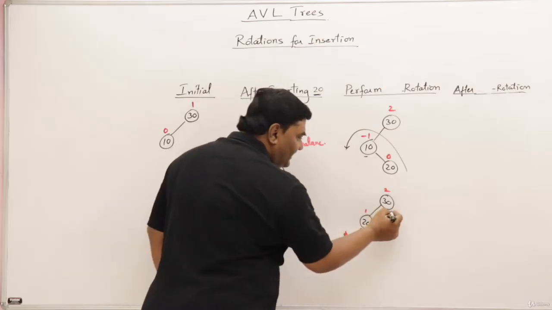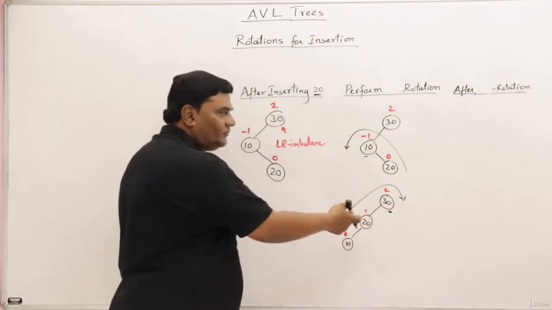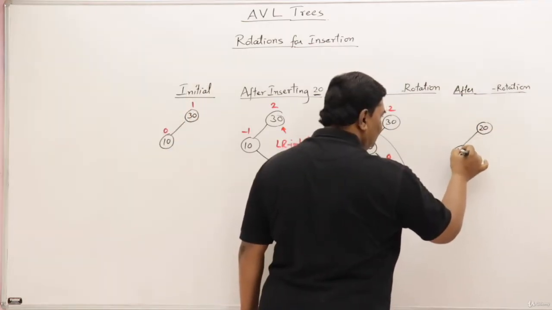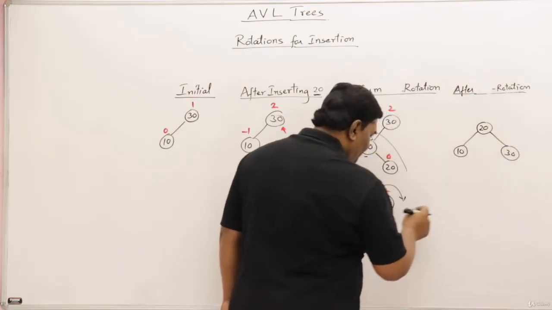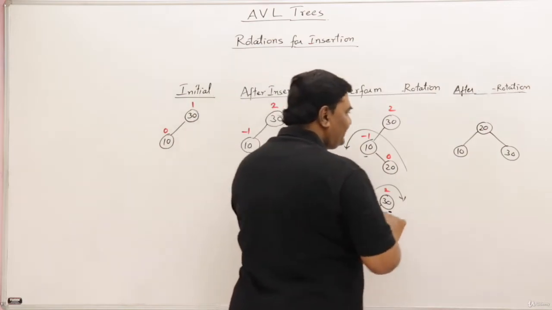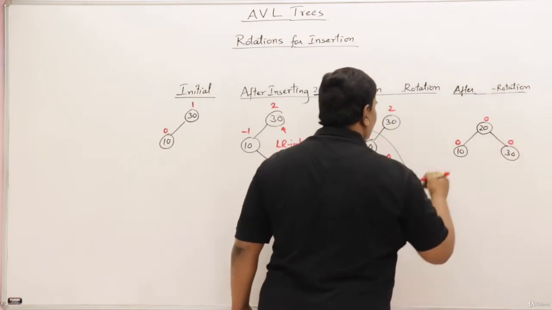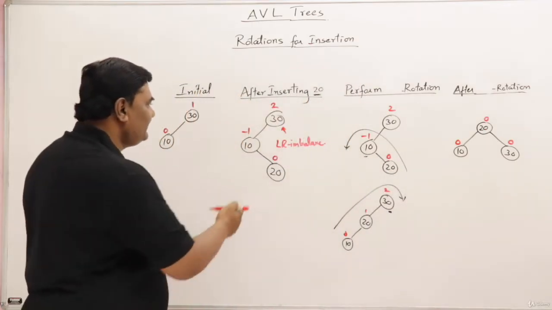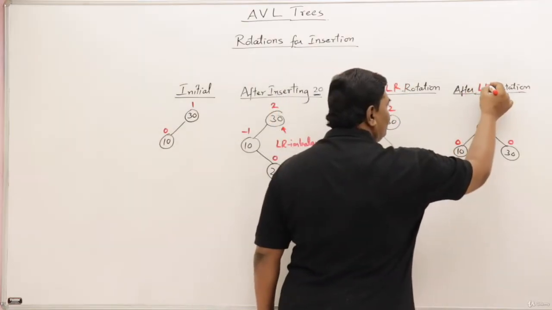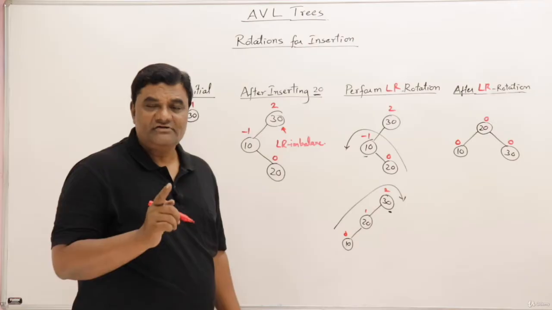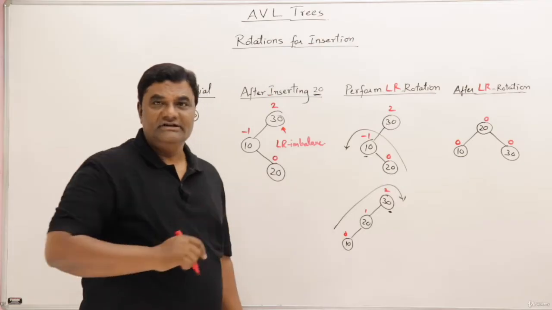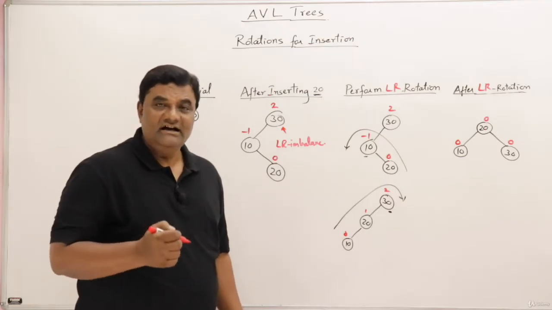Now perform rotation around this node like this. What is the result? The same old result. So 20 is the root, with 10 and 30. See, pull 30 to this side, so 20 will move up, 30 will come down, and 10 also will move up. The balance factors are 0, 0, 0. What do you call this? LR rotation. This is also LR. If you want to name it based on the direction of rotation, just watch it: left rotation, then right rotation. So this is LR only, with respect to that also. So this is LR rotation.